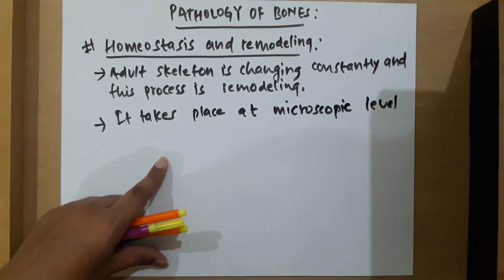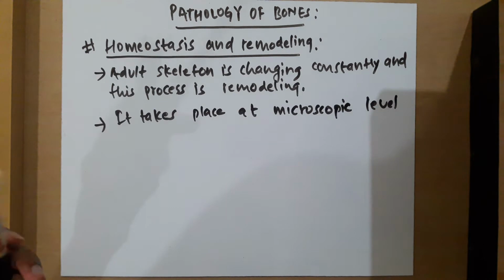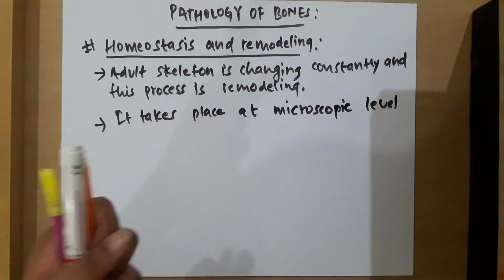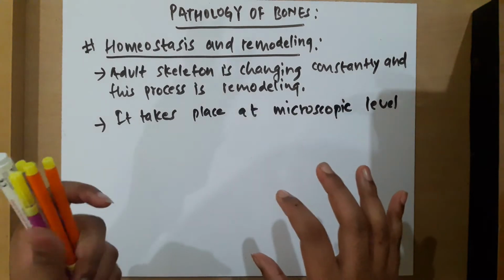So this is just the introduction. We'll discuss how the remodeling and homeostasis is controlled, and we'll understand various factors that cause bone resorption and bone formation, so that we'll better understand the pathogenesis of the diseases related to the bones, like osteoporosis, osteopenia. These basic things will help us understand those diseases.